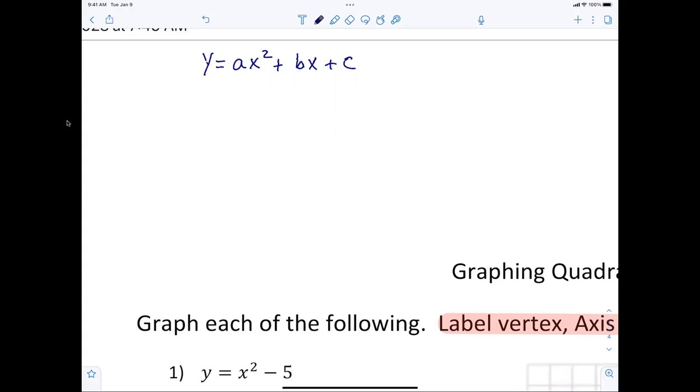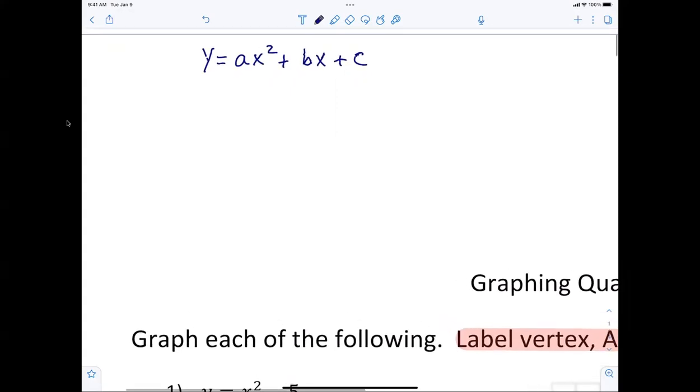All right. So the first thing I want everyone to write down, this would be kind of like step number one. For step number one, you are finding the axis of symmetry. To find the axis of symmetry, it's an equation: x equals negative b over 2a. All right, x equals negative b over 2a.